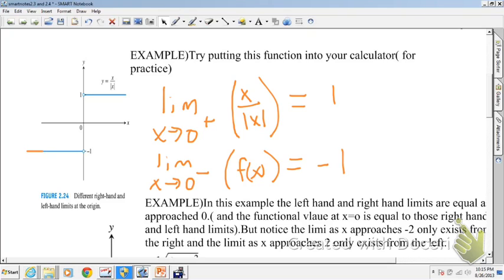Okay, so I'm coming in from the left, my functional values are tending towards negative 1. Coming in from the right, my functional values are tending towards 1. And we notice that on the graphing calculator. Okay, so again, that's still practice just using the notation. Let's see the next example.